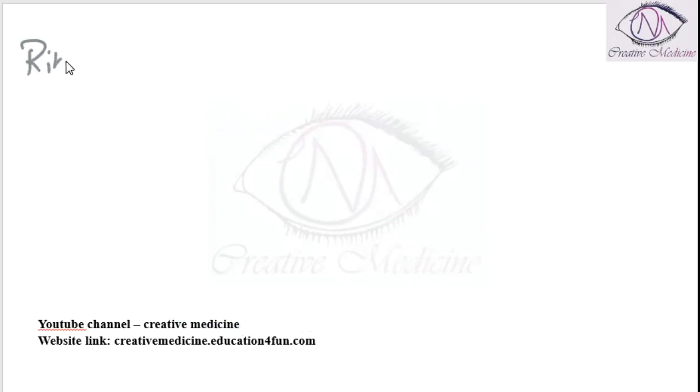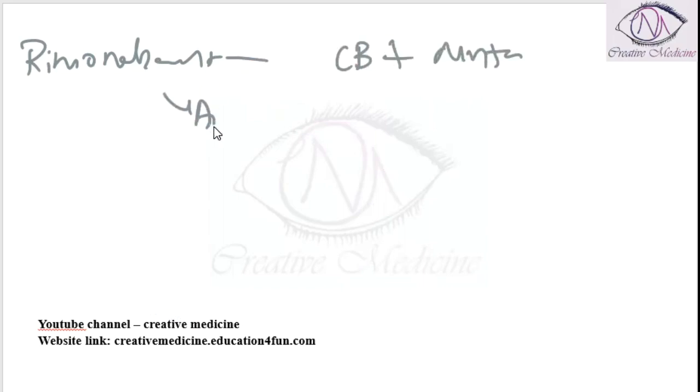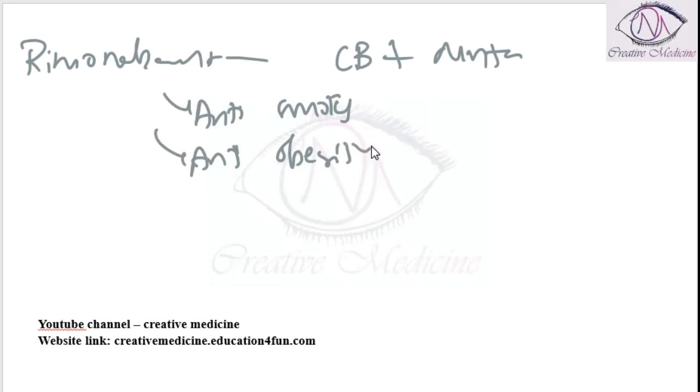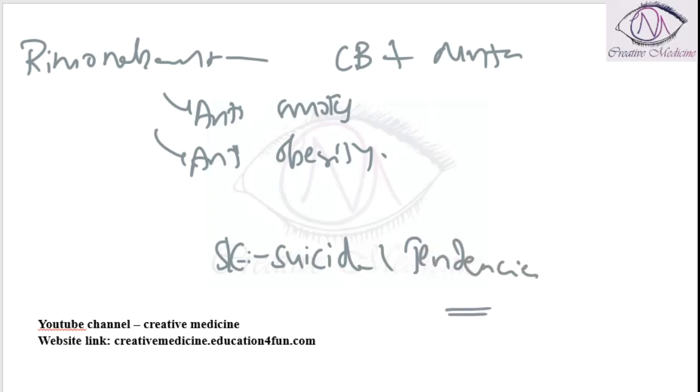Then we have rimonabant. This rimonabant is a cannabinoid receptor 1 antagonist, and this is mainly tried as an anti-smoking drug, and it is also tried as an anti-obesity drug. And the main side effect of this rimonabant is that it can cause suicidal tendencies.